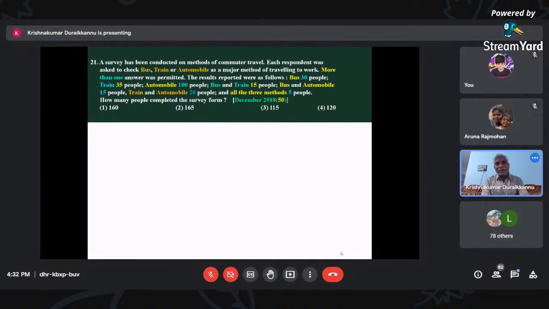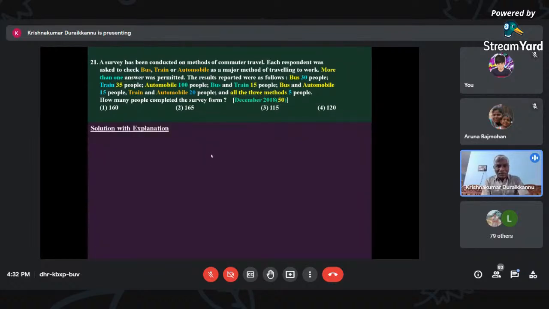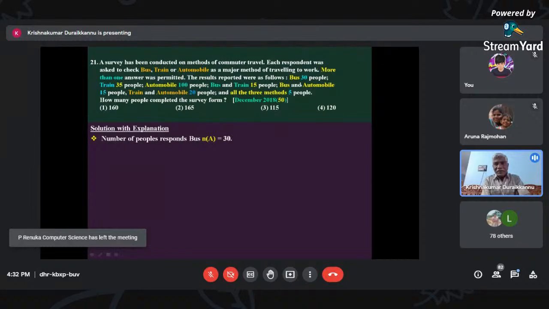No problem. So here automobile, bus, train are there. The respondents: bus 30 people, train 35 people, automobile 100 people, bus and train 15 people, bus and automobile 15, and so on. It is an easy problem to solve, but there is no need to spend more time. So here, assume that A is the set of respondents for bus, B is the set of train respondents, and C is the automobile respondents.